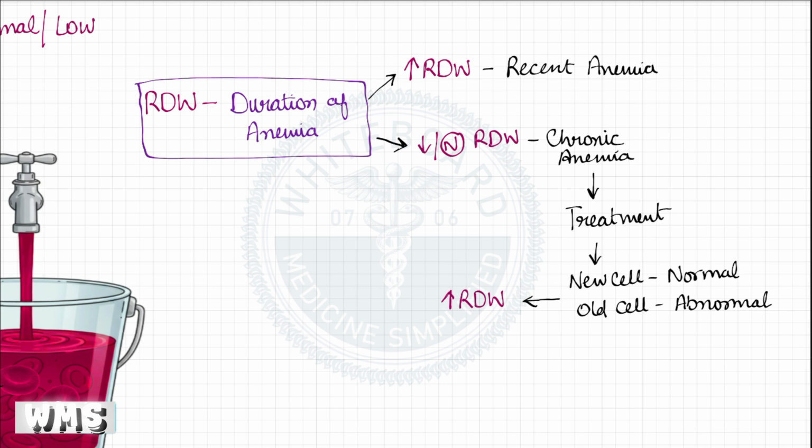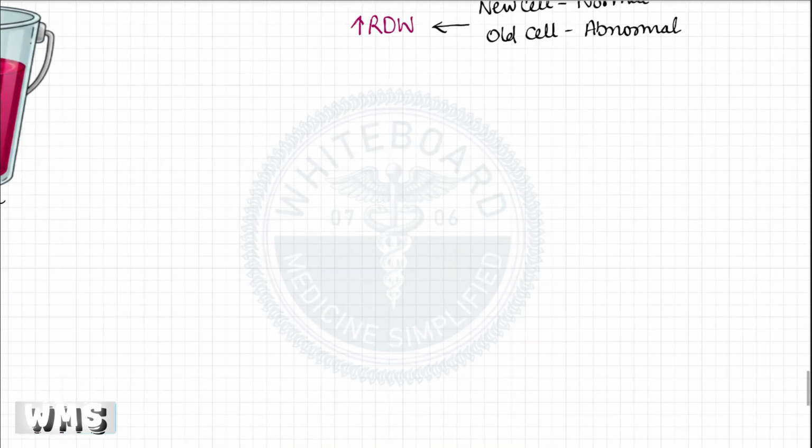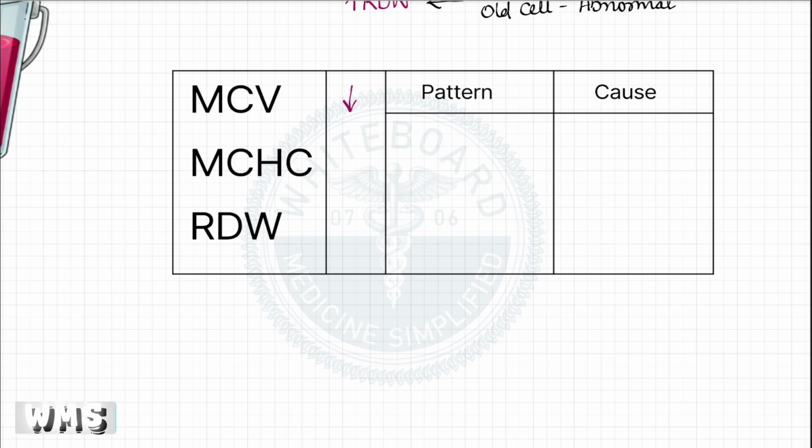So let's discuss some high-yield anemia patterns. If MCV is low, MCHC is low, and the RDW is high, so the question is, which kind of pattern is this? And what is the common cause of it?